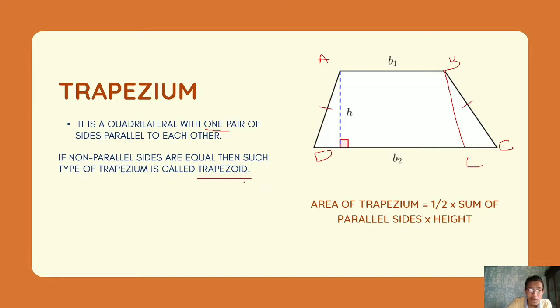Okay, this is not included in your syllabus, but we must know this. Okay, now how to find area of a trapezium? The formula is half into sum of parallel sides into height. So suppose one of the sides is b1 and another side is b2. These two sides are parallel, so we have to take the addition of these two parallel sides. So b1 plus b2.